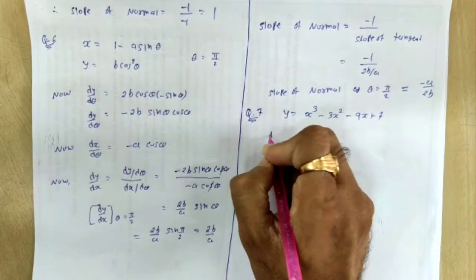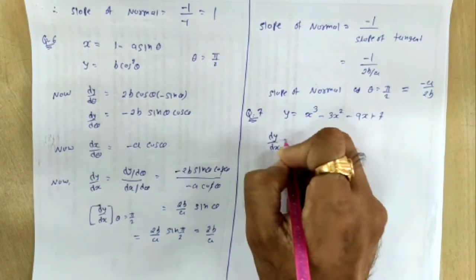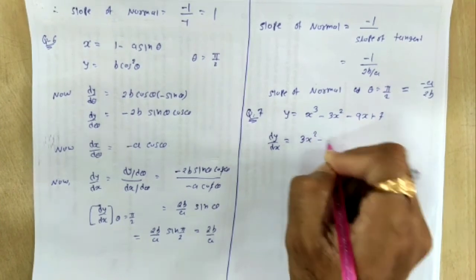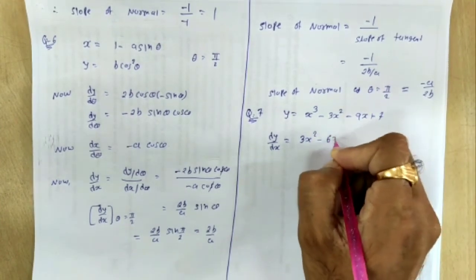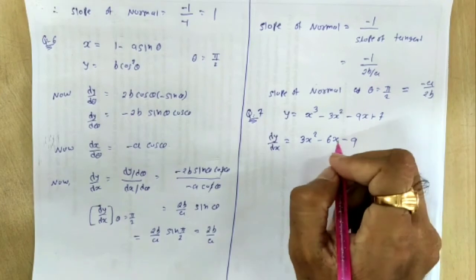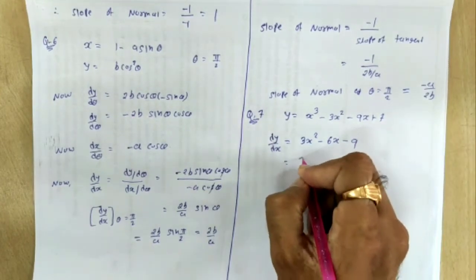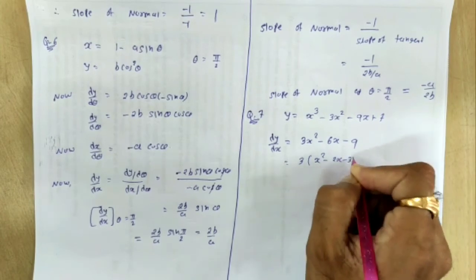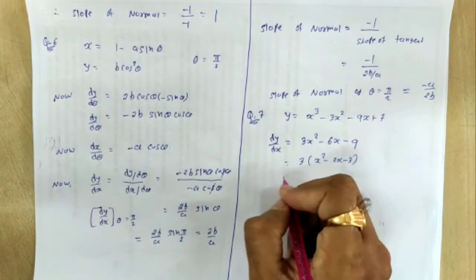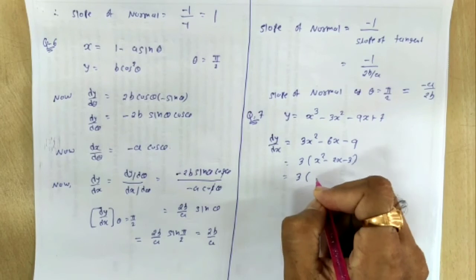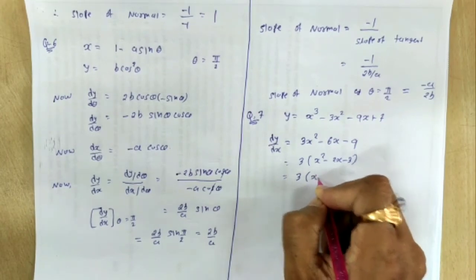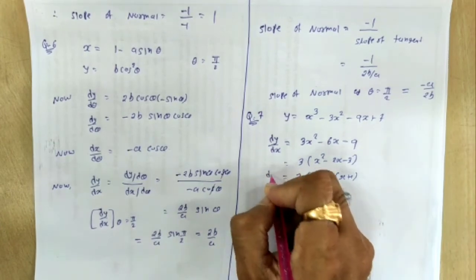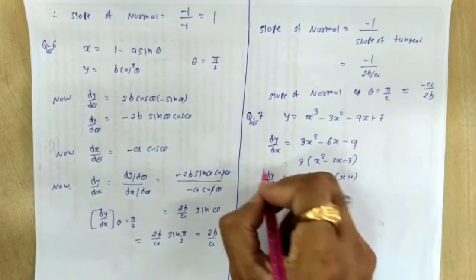So first we will find the slope of tangent which is dy by dx. So slope of tangent is 3x square minus 6x minus 9. So it can be factorized as 3 into x square minus 2x minus 3. So that will be equal to 3 into, what will its factorization be? x minus 3 into x plus 1. This is our dy by dx.